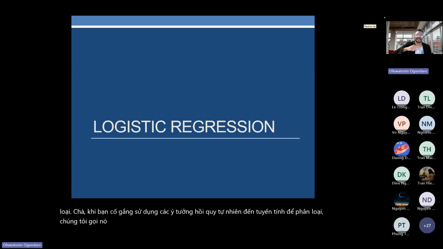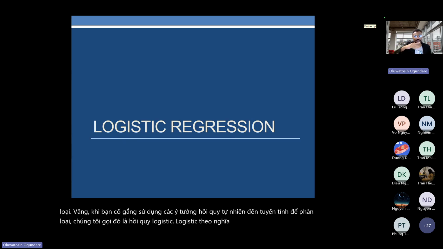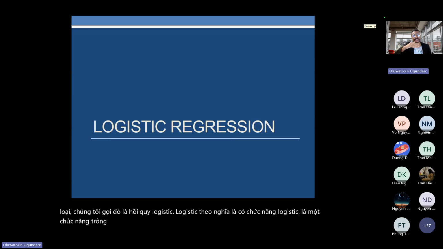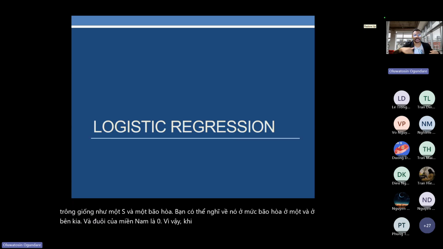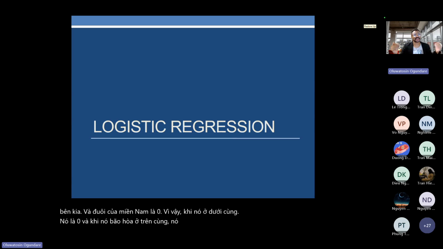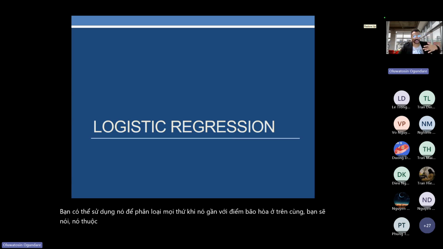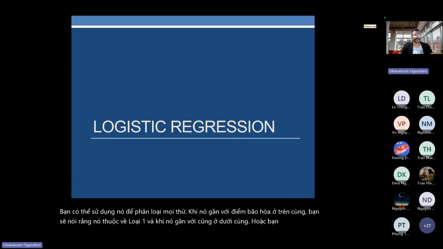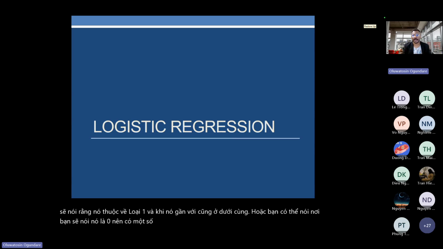Logistic in the sense that there is the logistic function, which looks like an S, and you can think about it as saturating at 1 on top, and the tail of the S is 0. So when it's at the bottom, it is 0, and when it saturates on top, it's 1. And in this way, you can use it to classify things. When it's close to the saturation point on top, you would say it belongs to class 1. And when it's close to the bottom, you would say it is 0. So there is some form of threshold function, and once you cross the threshold, it's 1, otherwise it's 0. So it's kind of a binary classifier, right?